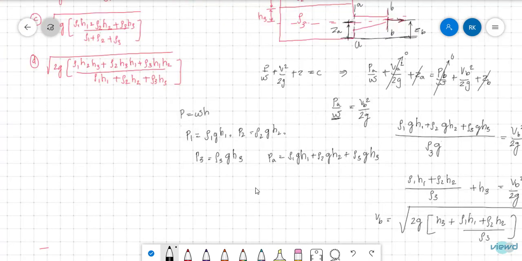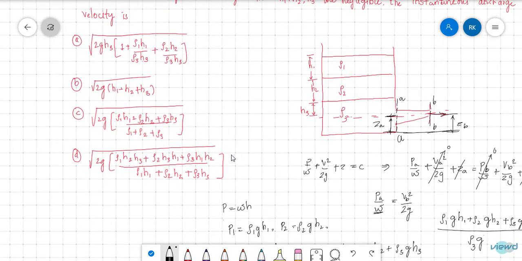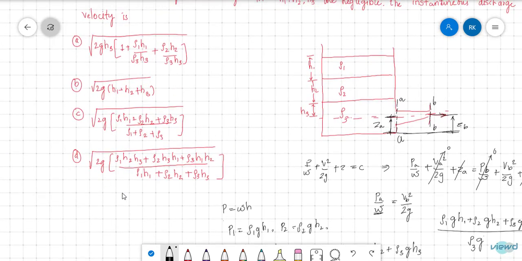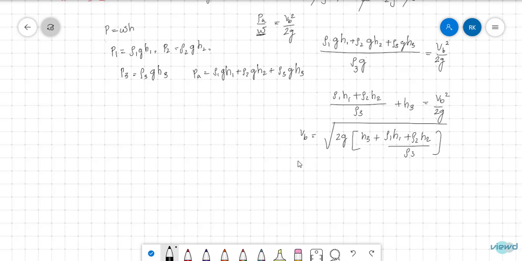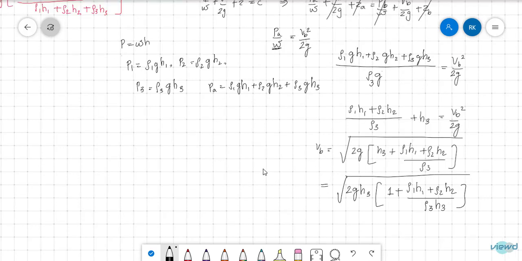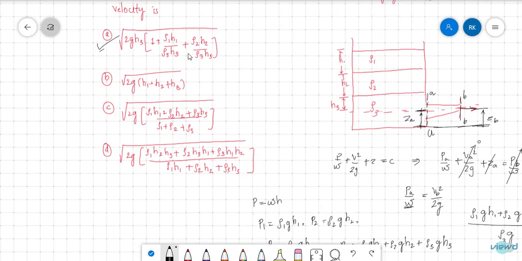So what are the options? Let us see. Which option is correct? This option A is correct. But we have got this one. By taking H3 outside the brackets, 1 will remain, and rho 1 H1 plus rho 2 H2 divided by rho 3 H3. This is there in option A. So option A is the correct answer.